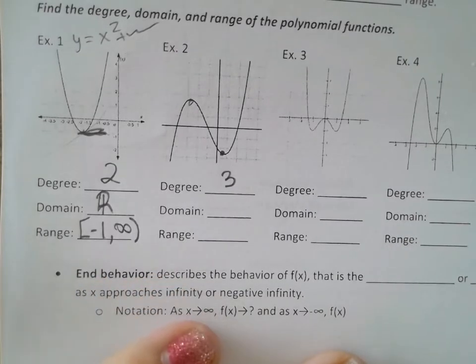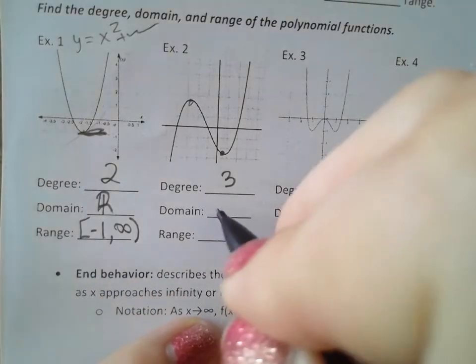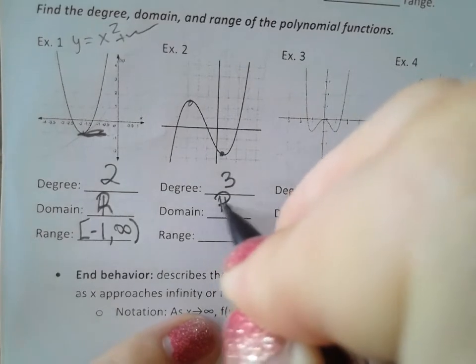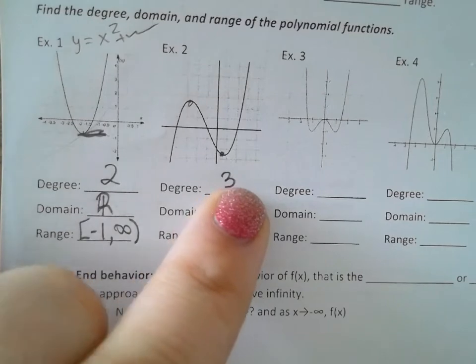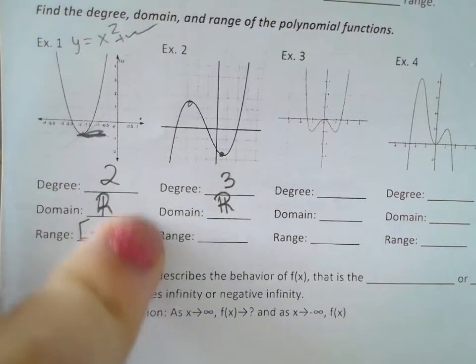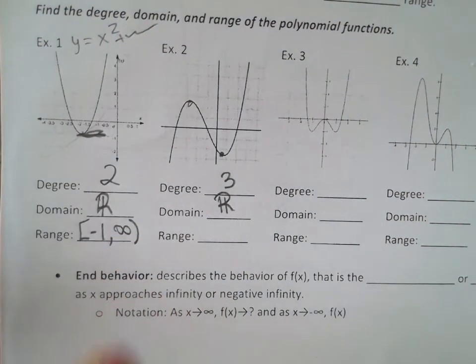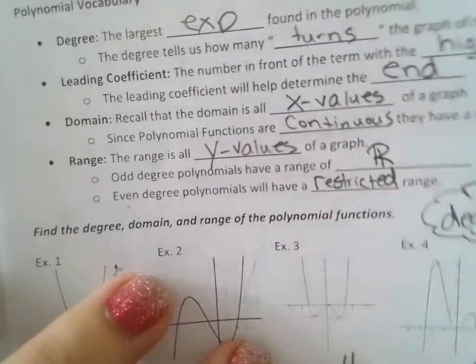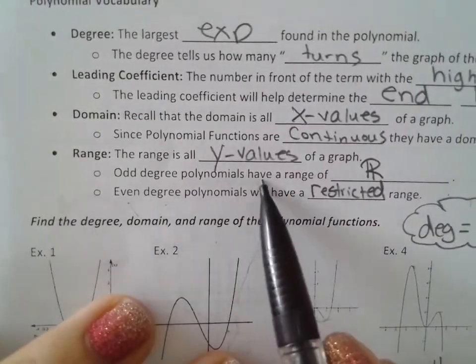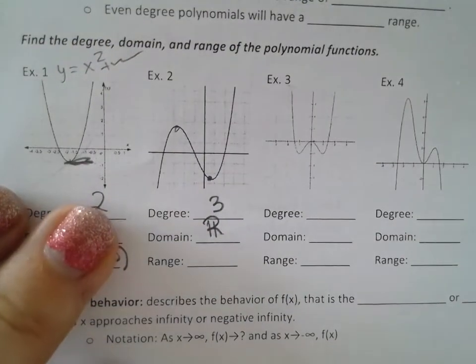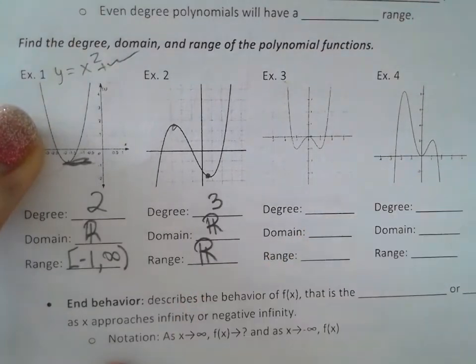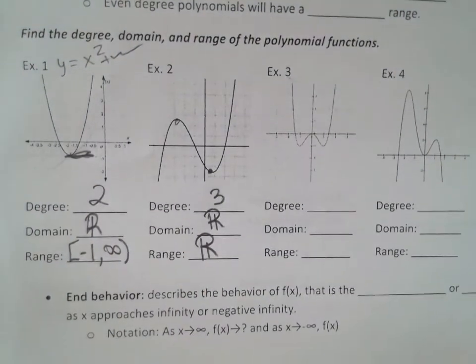What's our domain? All real numbers. Always all real numbers. This is an odd function, right? It's got an odd degree. How far down is it going to go? Forever. How far up is it going to go? Look, I wrote you a note here. Odd degree polynomials have a range of all real numbers. So as soon as you see that it's an odd degree, you can simply put all real numbers.